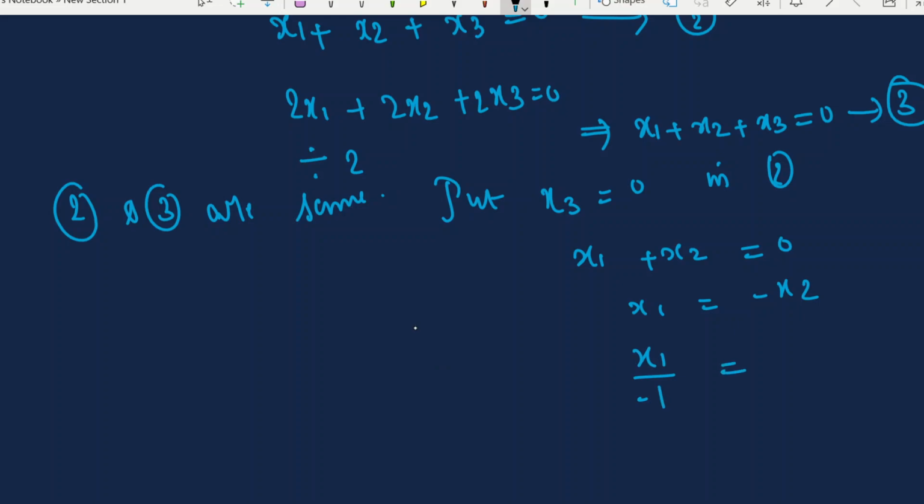Moving the coefficients here and there. So this is our first eigenvector: x1 value is minus 1, x2 value is plus 1, x3 value is 0. This is our first eigenvector.